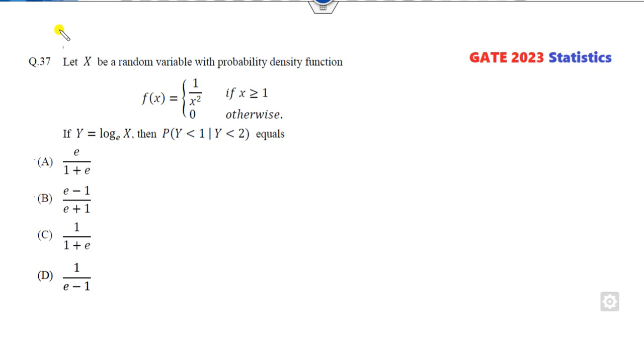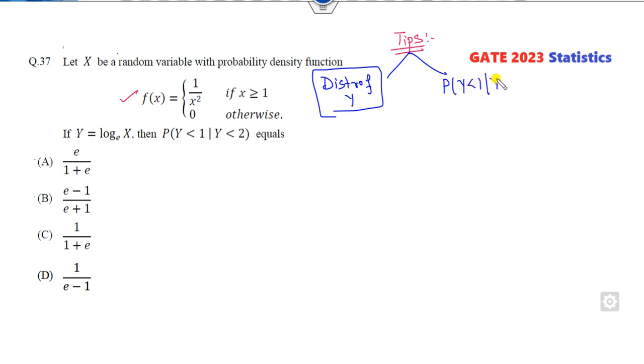Okay, look at this second question. X has a PDF which is given here. Y is this, and you can solve it. Now how can you think about this question in the examination? There are two methods. First method is you can find the distribution of Y and then you can take the integration. Second is you can convert this probability into the X probability, whatever is X less than this.